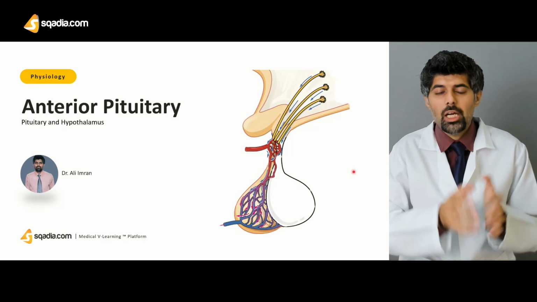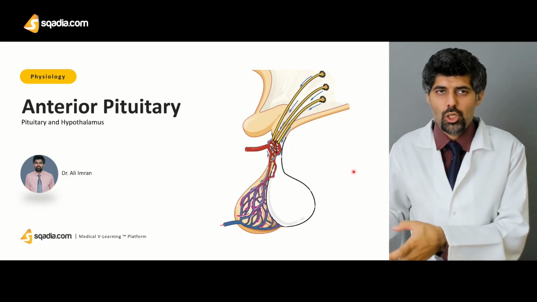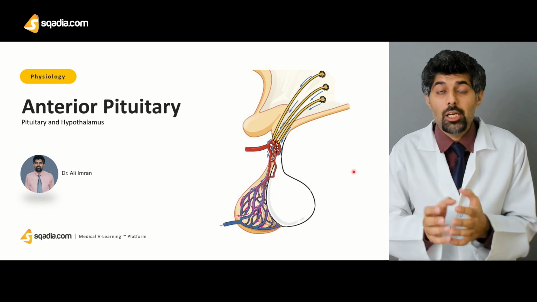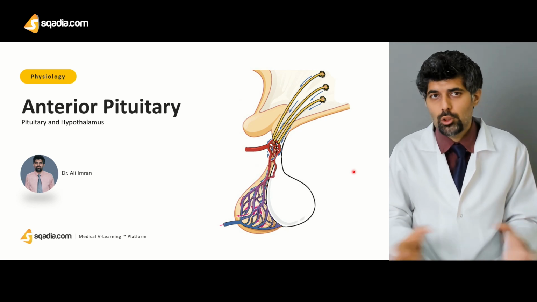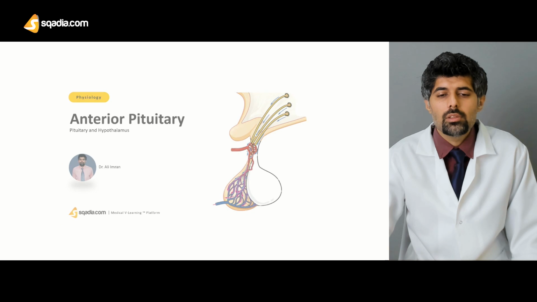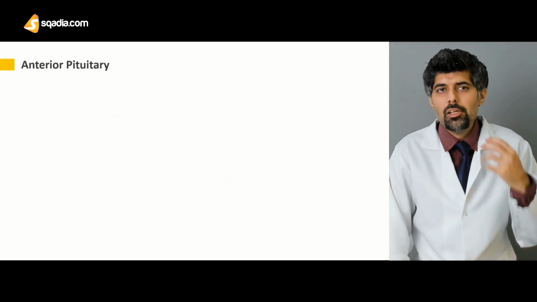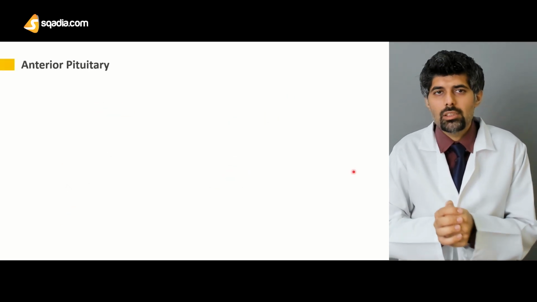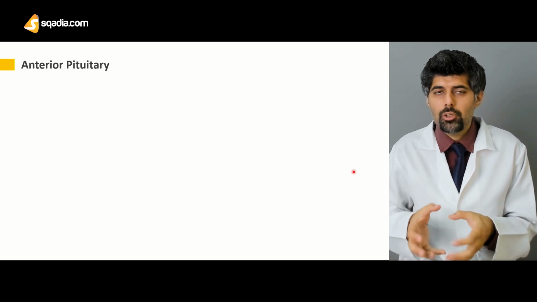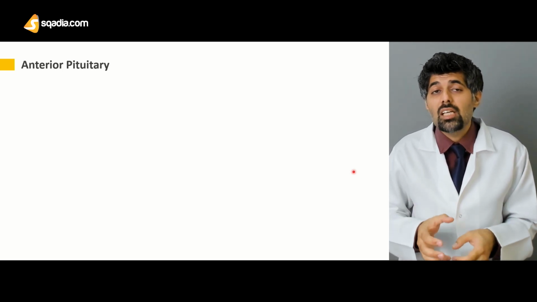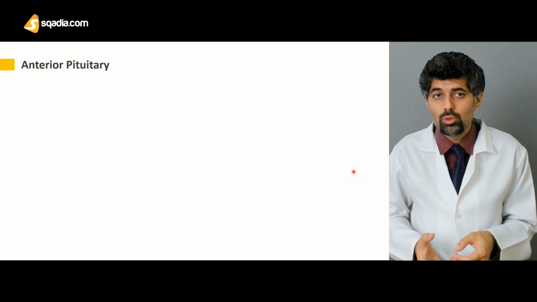Let's talk about the anterior pituitary in relation to the hypothalamus in much more detail. So let's get on with it. The anterior pituitary is the lobe of the pituitary gland which synthesizes its own hormones.